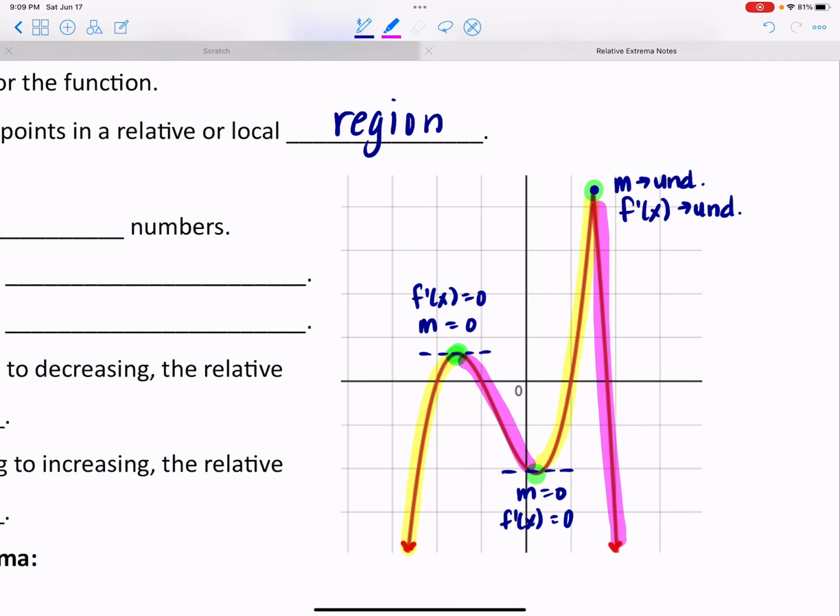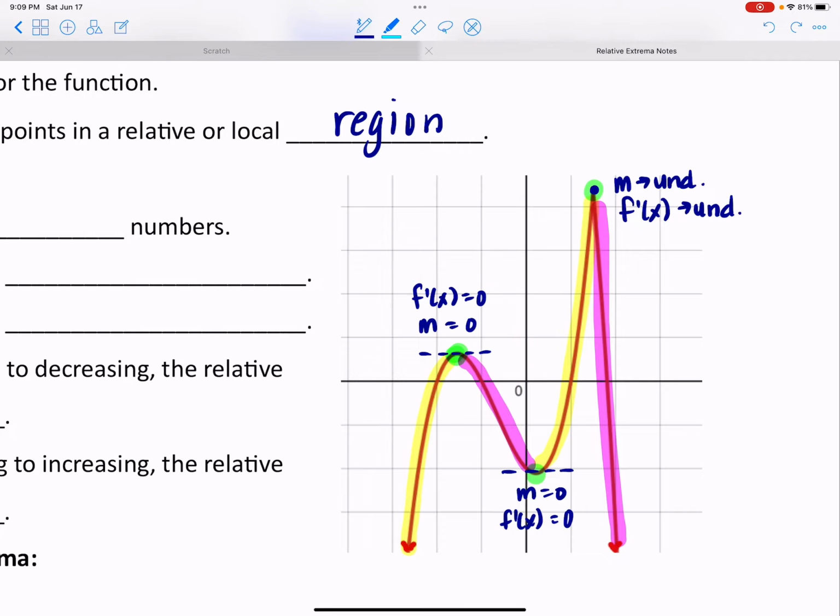And specifically, if we go from increasing to decreasing, we have to have a maximum, and if we go from decreasing to increasing, then we have to have a minimum. Alright, so that's the concept.